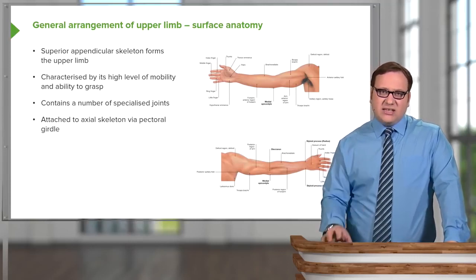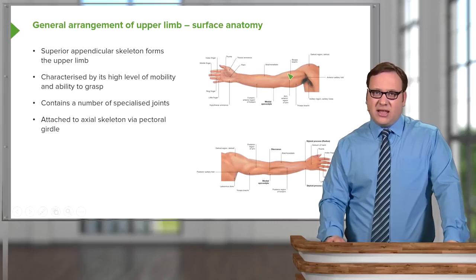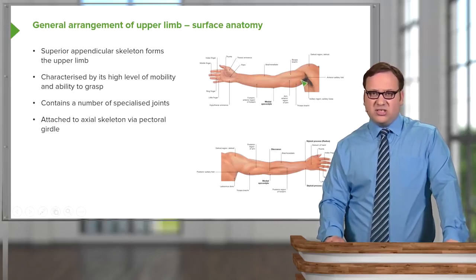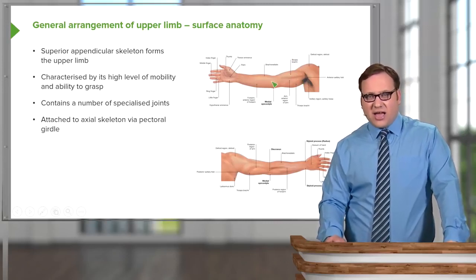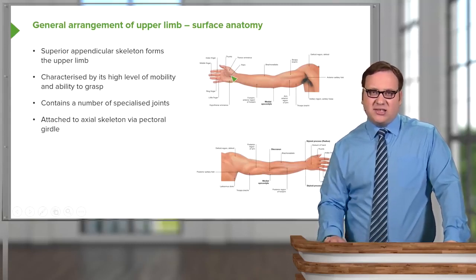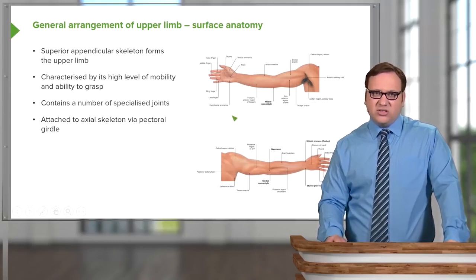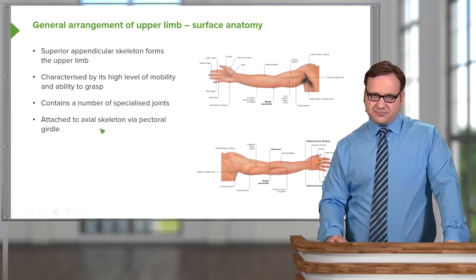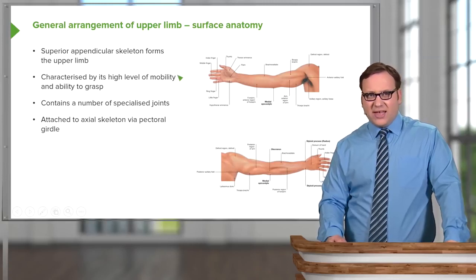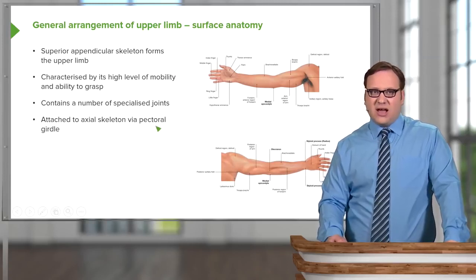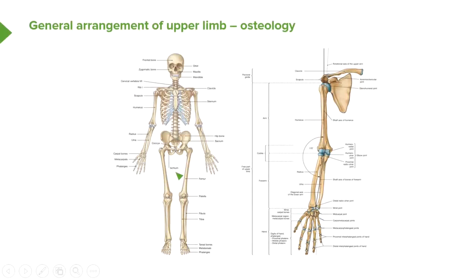There's a whole series of specialized joints in the upper limb. I mentioned one of them, the shoulder joint, and we'll see that in this lecture series. But the elbow joint and various joints most distally are very specialized, allowing for this increased range of movement. As I mentioned also, the axial skeleton is connected to this appendicular skeleton via the pectoral girdle. And we can see that in the next few slides.